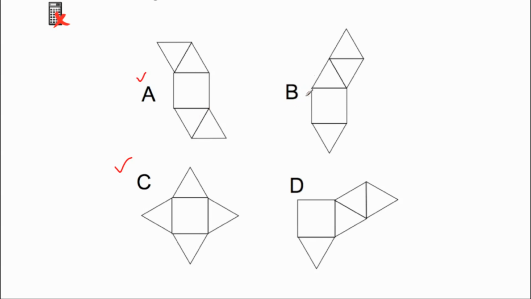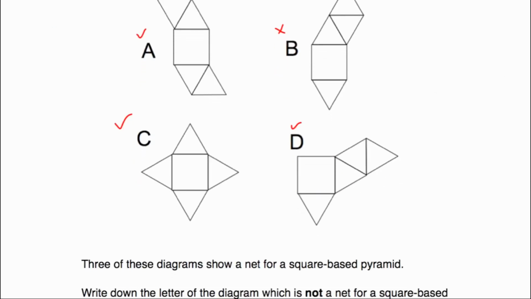Let's have a look at B. B, we would fold this triangle up to be the front and this to be the back. This would then fold over to be the right hand side, and I don't think this one would actually make it across to the left hand side, so I don't think B is the net of a square-based pyramid. Let's check and see D. So D, that would be the front, that would be the right, that would then be the back, and then that would be the left hand side. So D would make a square-based pyramid if you folded it, so B is not the net of a square-based pyramid.